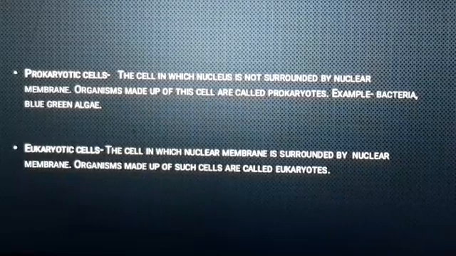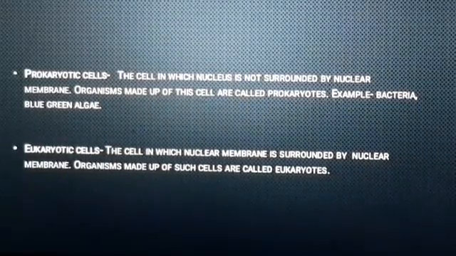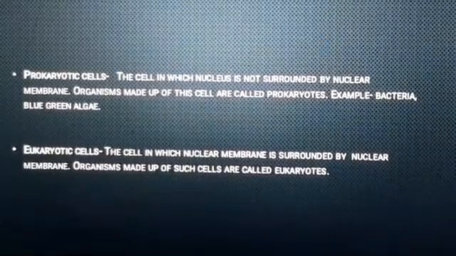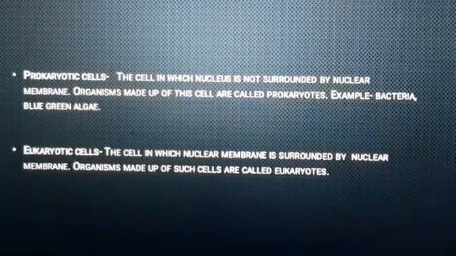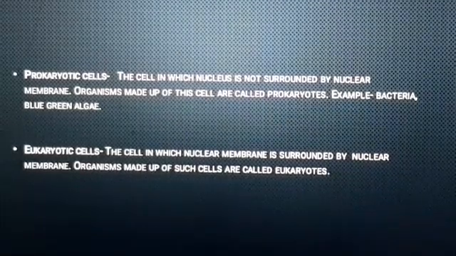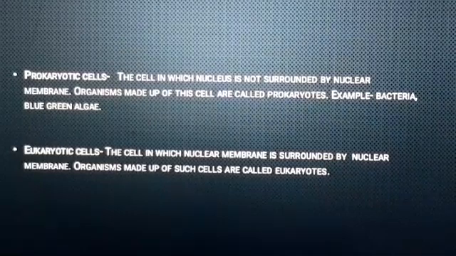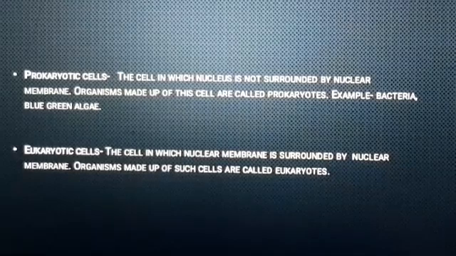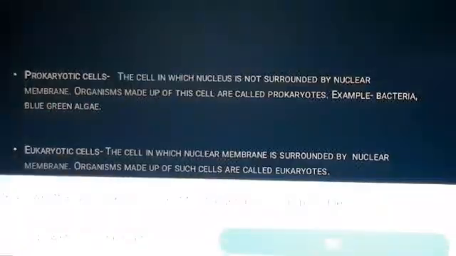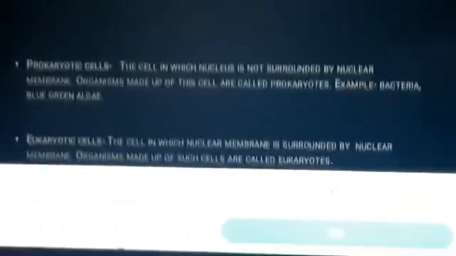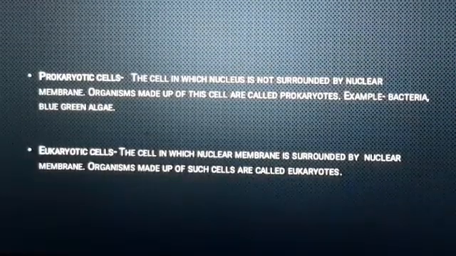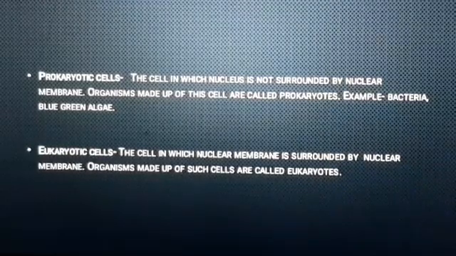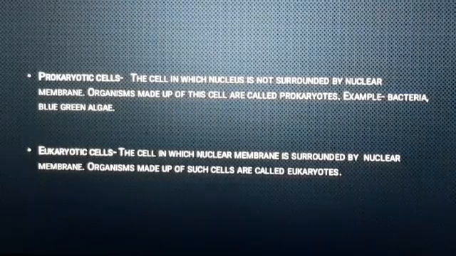On the basis of presence or absence of the nucleus, cells can be categorized into two different types. First is the prokaryotic cell, and second is the eukaryotic cell. Prokaryotic cells are the cells in which nuclear material is not surrounded by a nuclear membrane, and those organisms whose body is made of prokaryotic cells are known as prokaryotes. Examples of prokaryotes are typically single-celled organisms like bacteria and blue-green algae.